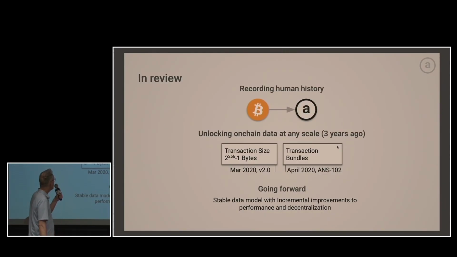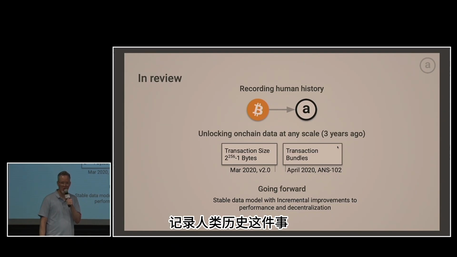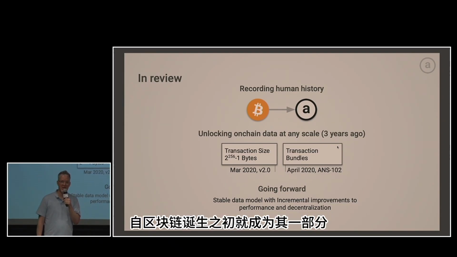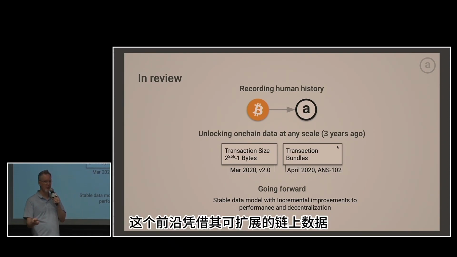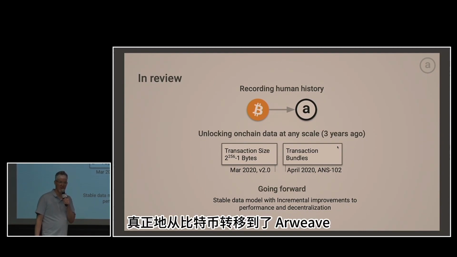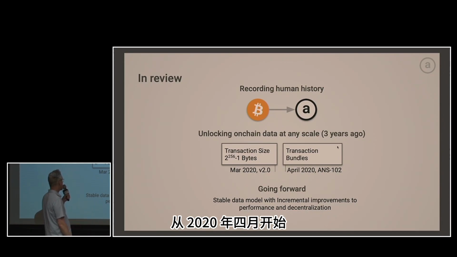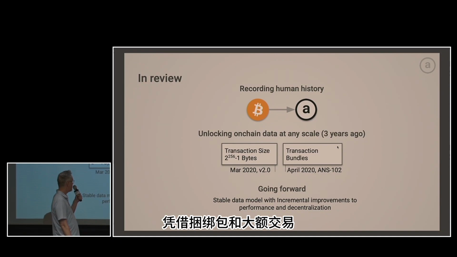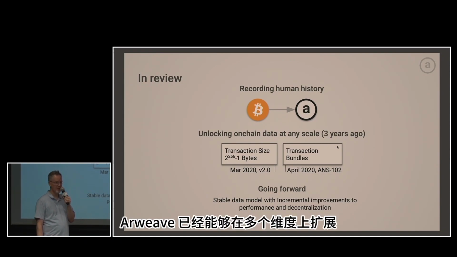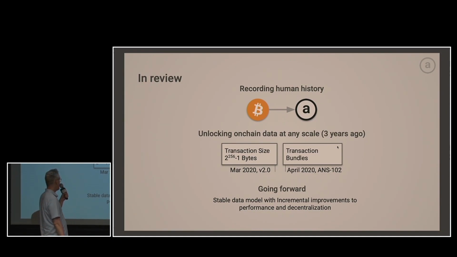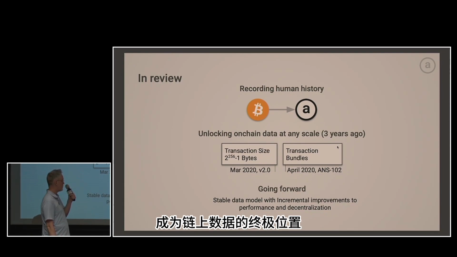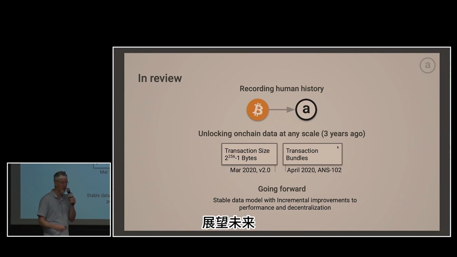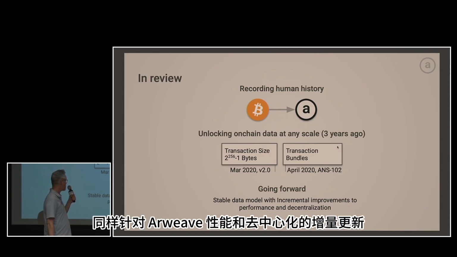So in review, recording human history has been part of blockchain since the beginning, but that frontier has really moved from Bitcoin to Arweave at this point with its scalable on-chain data. And then with bundles and large transactions, since April of 2020 last year, Arweave has been able to scale in multiple dimensions to be the ultimate location for on-chain data. And going forward, I expect to see more of the same with incremental updates to the performance and decentralization of Arweave.